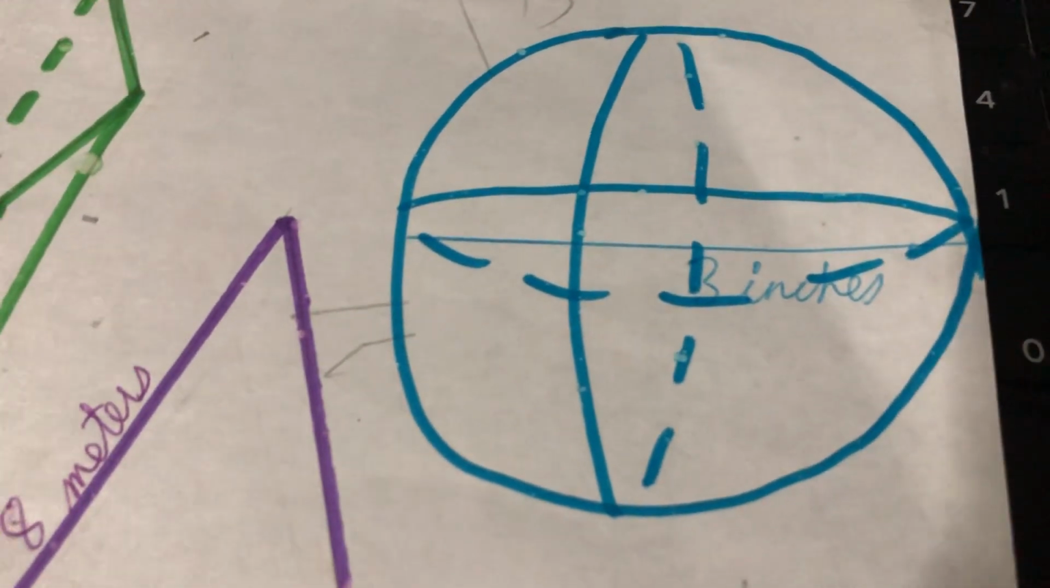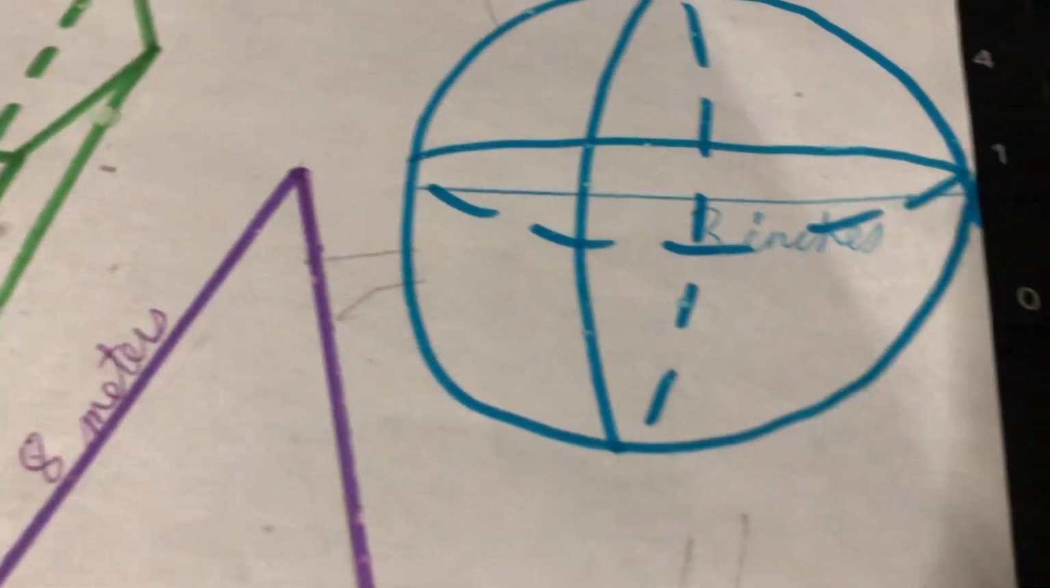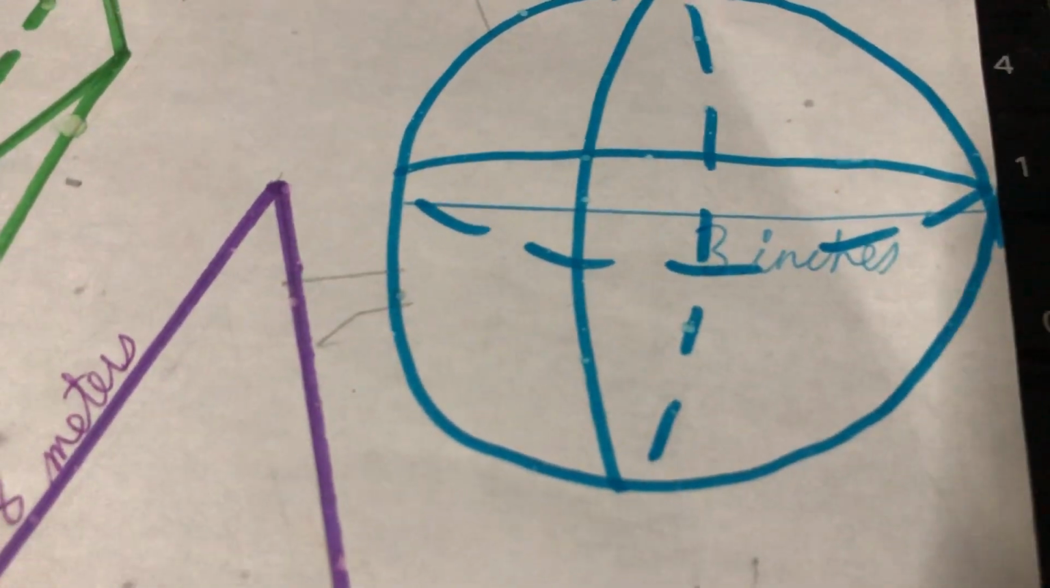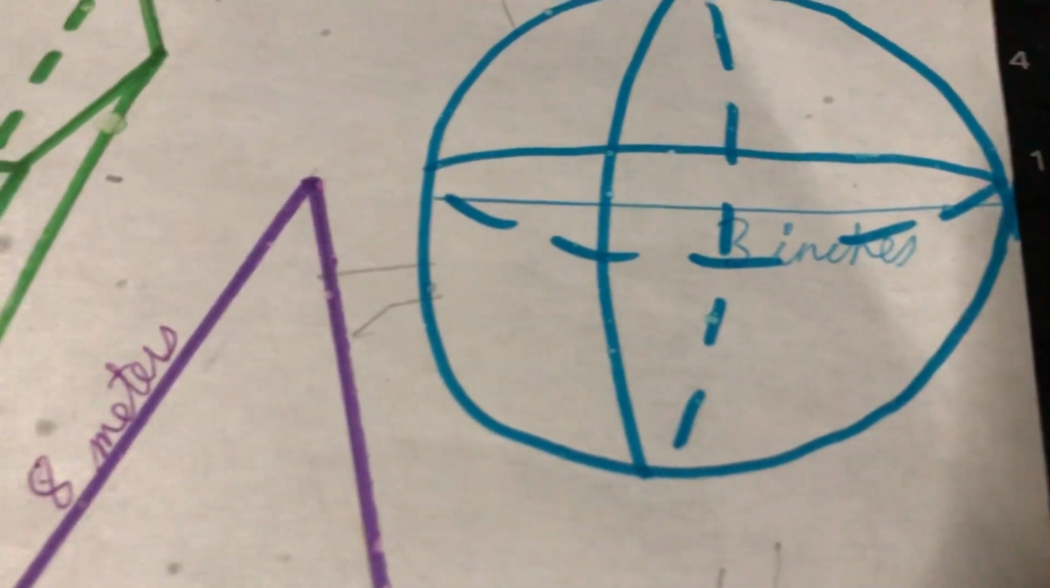Ang gagawin mo lamang ay divide the diameter by 2. So 3 inches divided by 2. So therefore, your new radius now should be 1.5. So therefore, ito na yung formula mo. Your formula should be pi times 1.5 squared times 4. Yan. So, ganito ba yung formula? You can also do the multiplication process, pero it might take a lot of time.